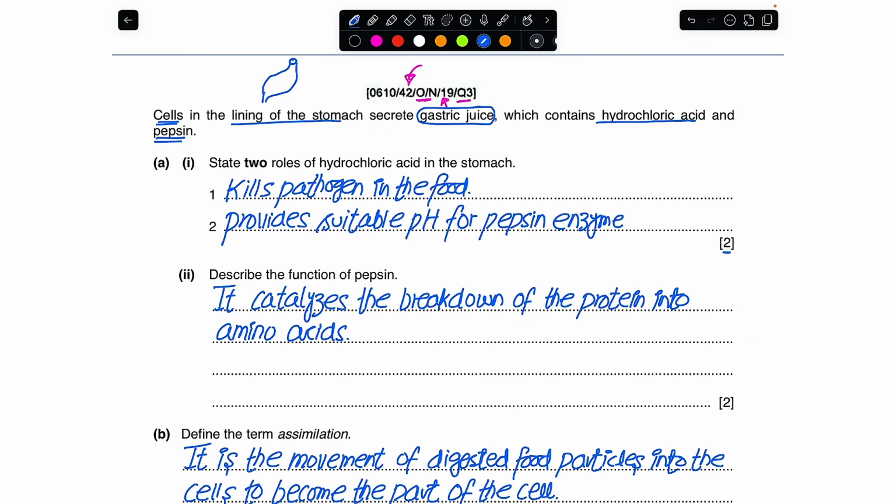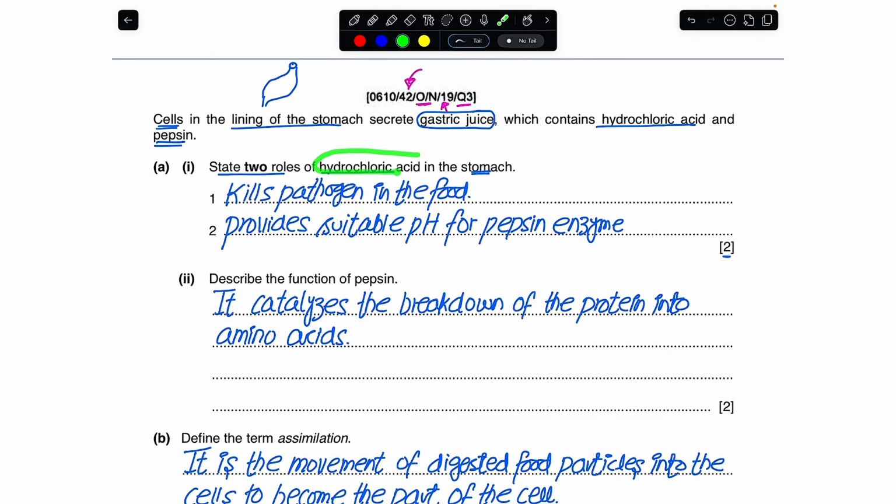For 2 marks, they want you to state 2 roles of the hydrochloric acid in the stomach. Whatever food we are eating or fluid we are drinking can have pathogens in it. And the hydrochloric acid is one of the major chemical barriers because it kills the pathogens in the food. The other thing is that the pepsin enzyme requires an acidic pH, and the acidic pH would be provided by the hydrochloric acid.